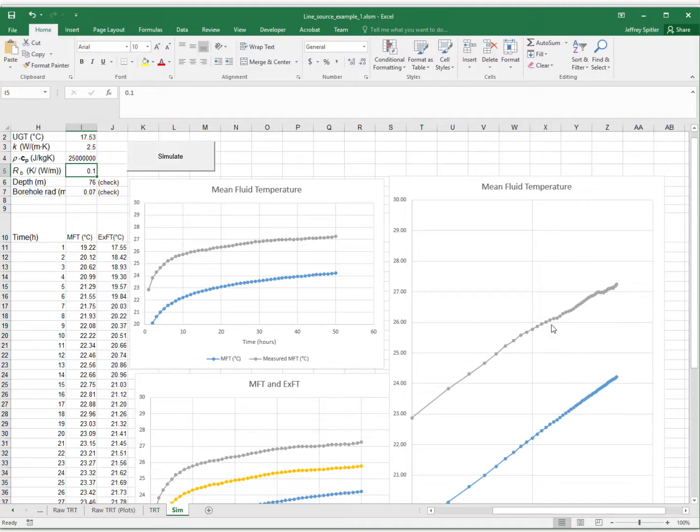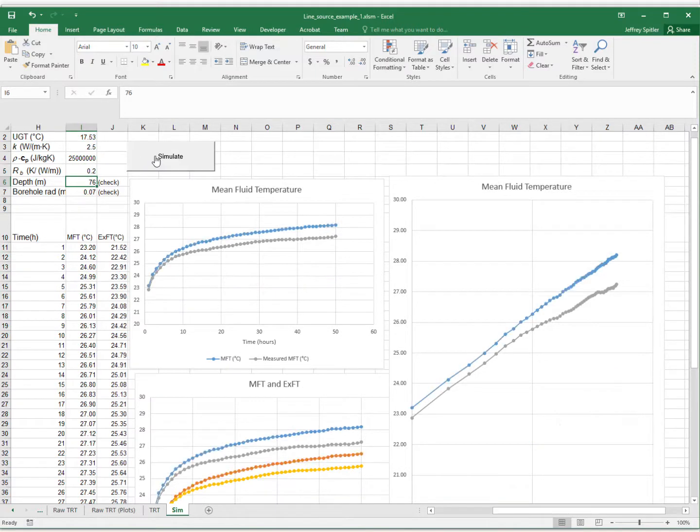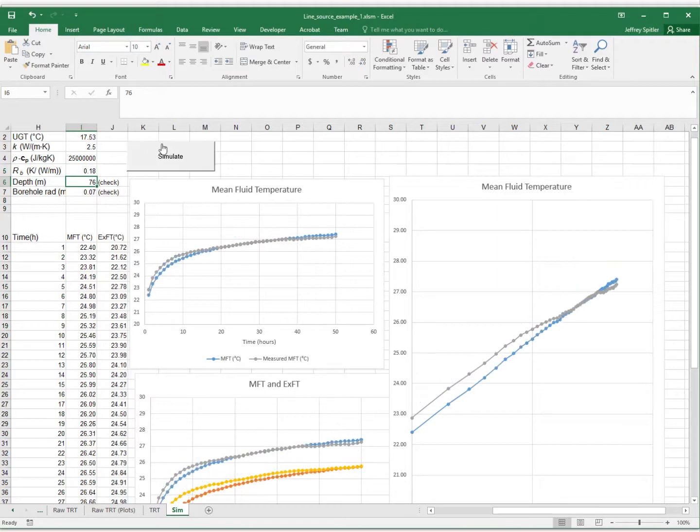So this separation here tells me that the borehole resistance is off pretty far. If we go to 0.2, we've gone too far. And at 0.18, we simulate, and we do a reasonably good job here. Now, recall 2.8 is what I had settled on earlier. This is not perfect. We don't expect it to be perfect in this region here.